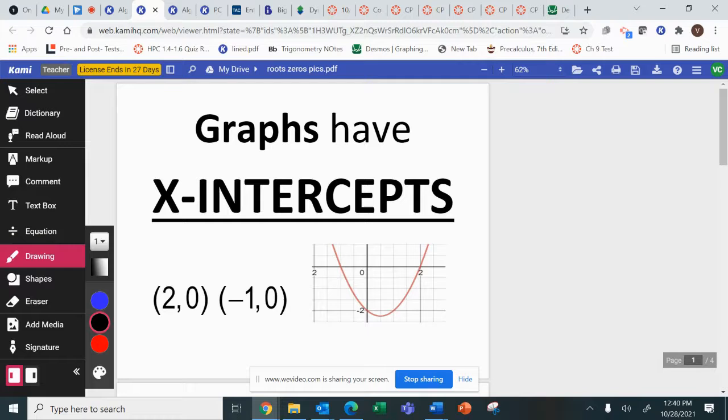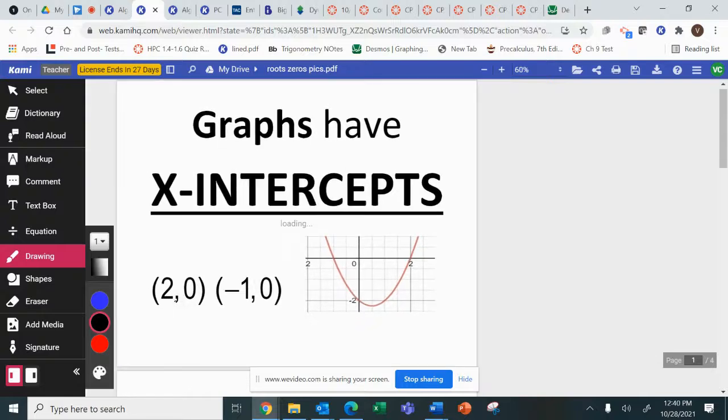We have 4 different vocabulary words, and we need to make sure we're using these words appropriately. Or if the directions have these words, you need to know how to write your answer. So there's 4 posters, 4 words. The first one would be that graphs have x-intercepts.